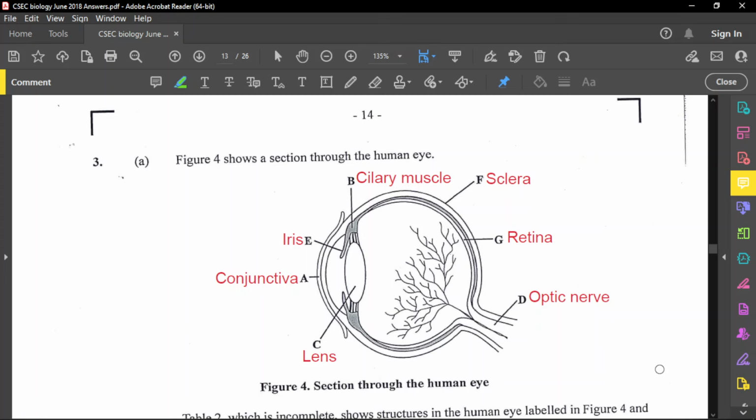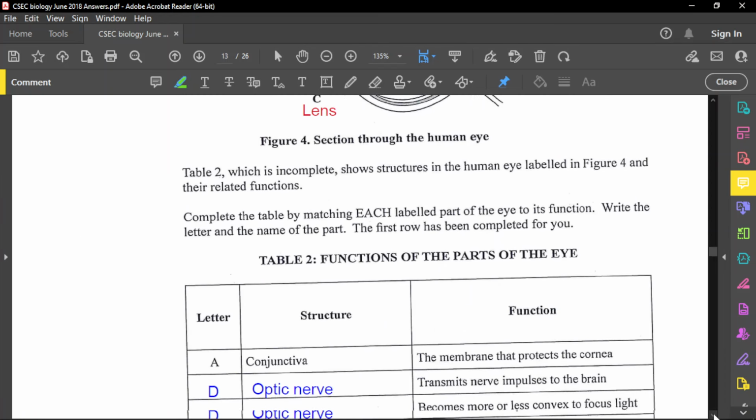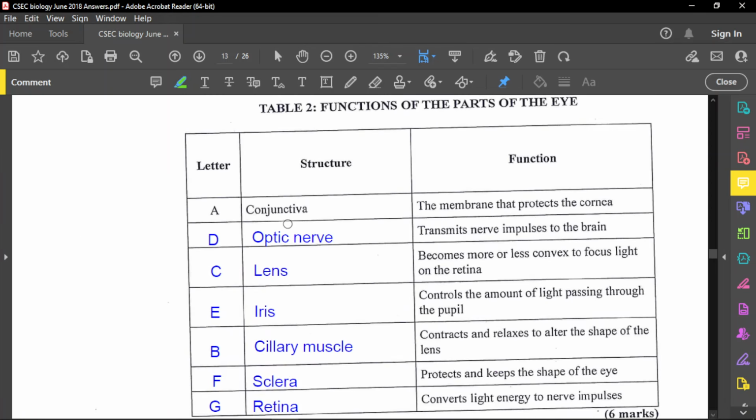All right, and so now let's just slide into the table. For the first row, the conjunctiva is a membrane that protects the cornea. Next, transmit nerve impulses to the brain, that is the optic nerve, which is labeled D. The next row is becomes more or less convex to focus light onto the retina. Once you see the word convex or becomes more convex, you know that is the lens for sure. The next one is to control the amount of light passing through the pupil, and that will be the iris. Contracts and relaxes to alter the shape of the lens, and that is the ciliary muscle.